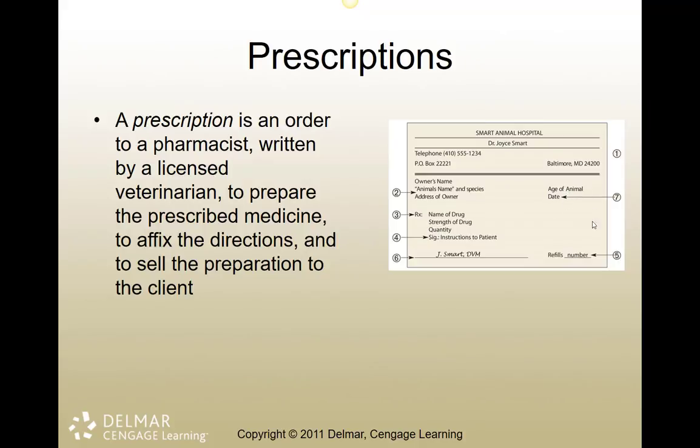Over here, I'd have to have the date, so something like January the 2nd, 2017, age of the animal, 10-year-old, number of refills, 0, 1, 2, 3, 4, 5, or PRN, per required need. Then I have to have my signature here. A lot of times we'll also have our DEA numbers on these things and our state license number.